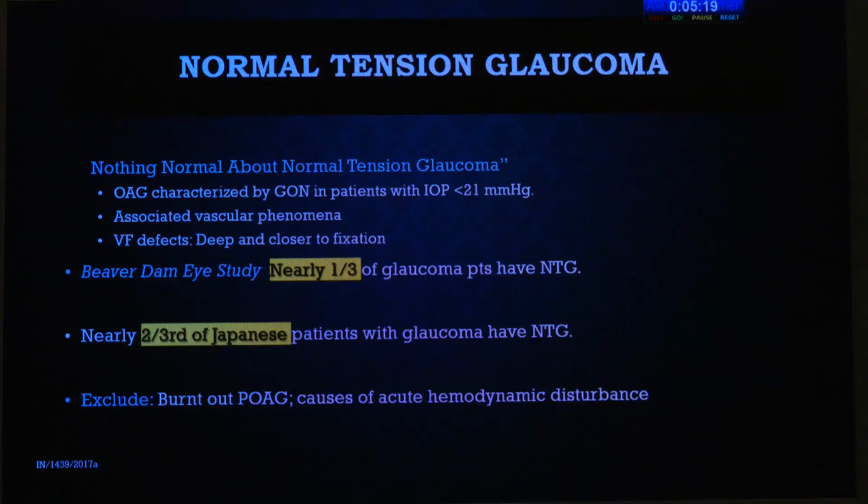Normal tension glaucoma is another one where the pressures are not high and we can miss the glaucoma. So the crux lies in careful examination of the optic nerve and a high suspicion rate. The visual field defects will be closer to fixation, and these are the cases where the patient can have very fast progression.